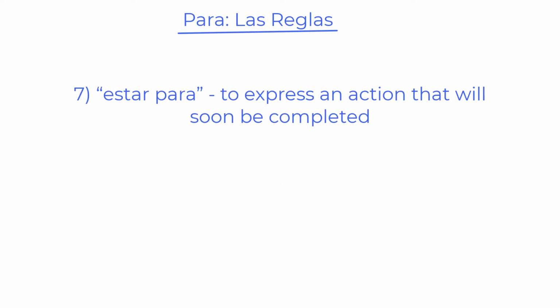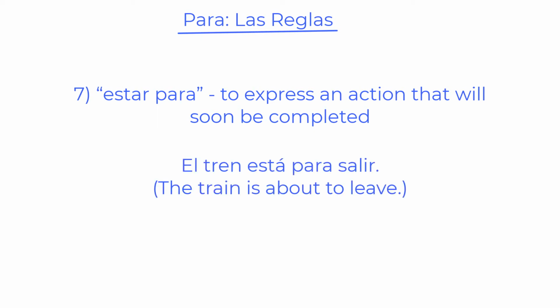And the last one here, la regla número siete, estar para. This is more to express an action that's going to be completed very soon. Por ejemplo, el tren está para salir. Okay, so there are the first 7 reglas for the word para.